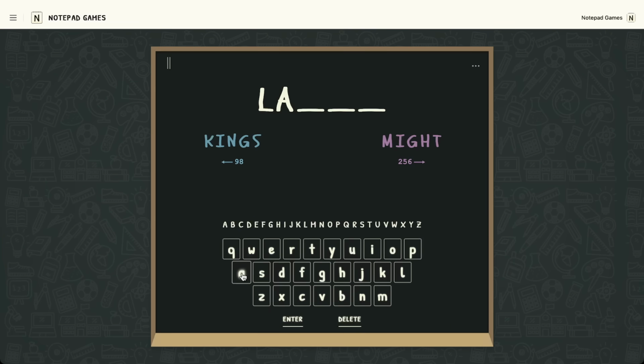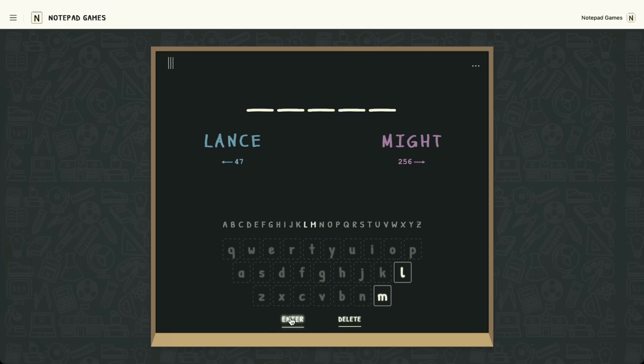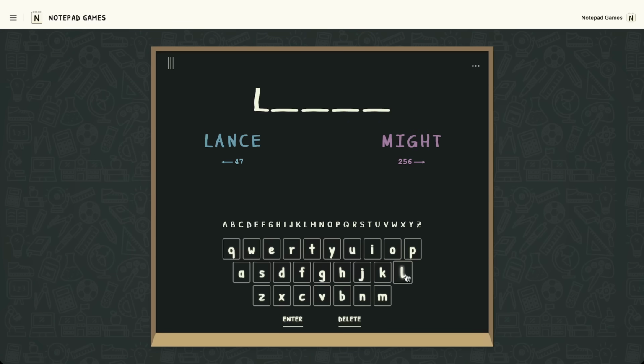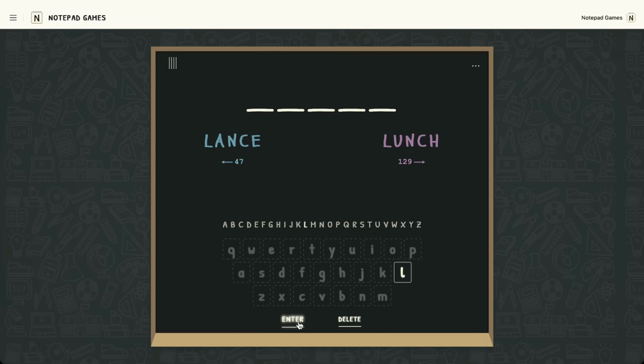So maybe an L. Maybe something like a knight's lance keeps us at the start of the L's. Still before the word in the dictionary. So it could be an M. It still could be easily in the L's, closer to the middle or the end of the alphabet. So maybe something like lunch moves us along.